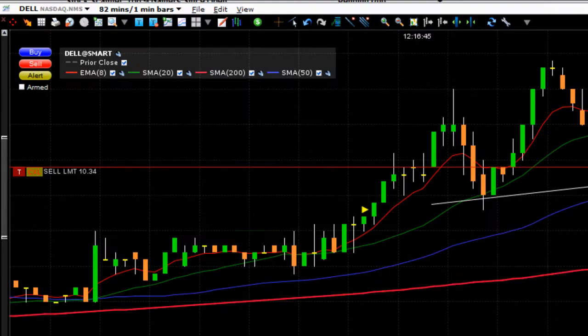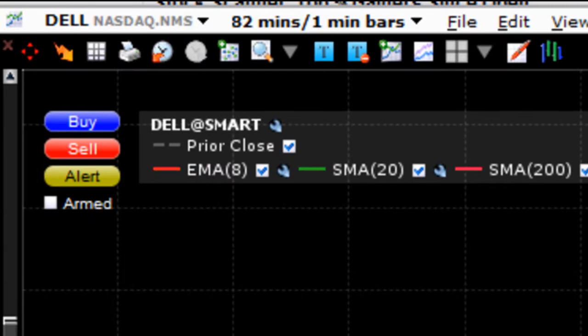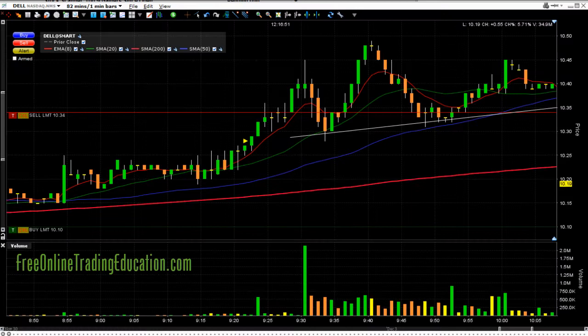Hey, here's a trade that we had a setup on, DELL, good old DELL. It had gapped this morning big time, and this was the setup on the 1 minute chart just after the half hour. You notice here we have a shoulder, we have a head, and we have a shoulder. It's setting up what we call a head and shoulders pattern.